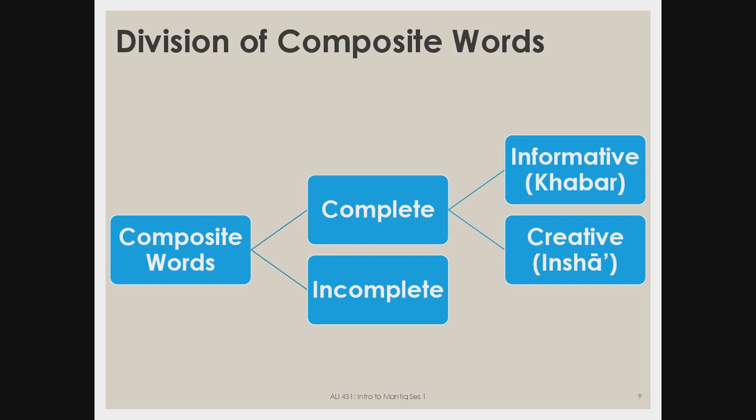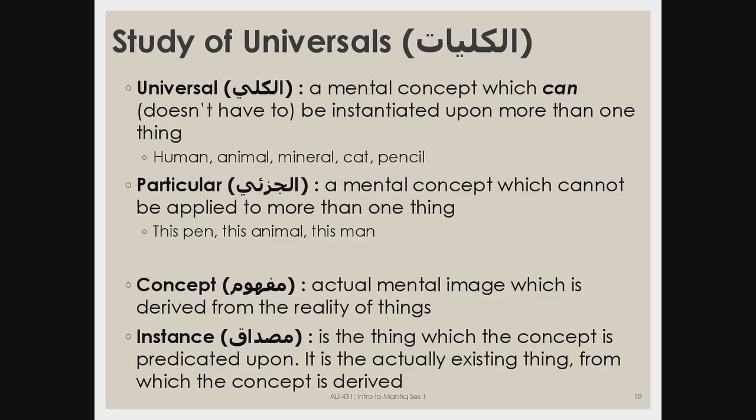So what do we study? We study composite words, which are complete. They're complete statements, and they are khabar. They're informative. They give information which you can then say this is true or this is false. So that's what we study. Now this is going to start getting interesting.